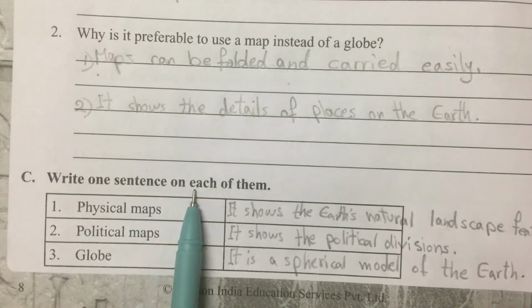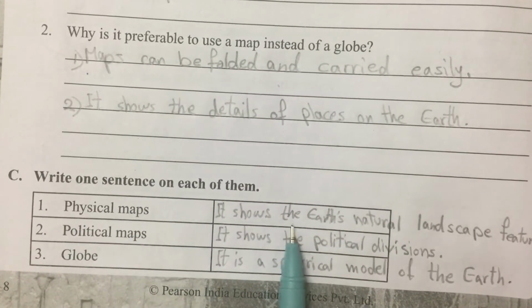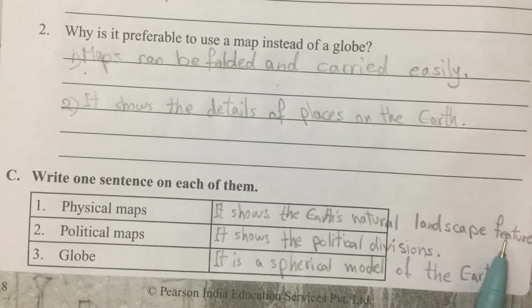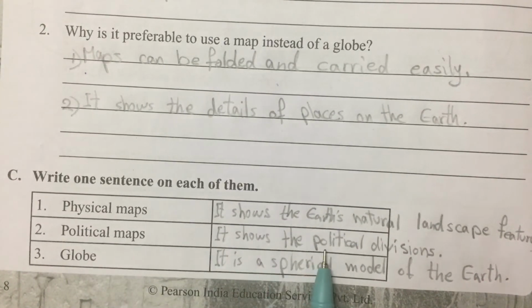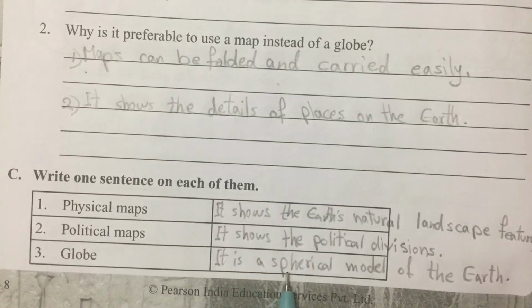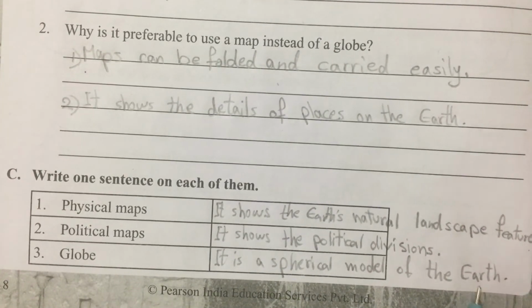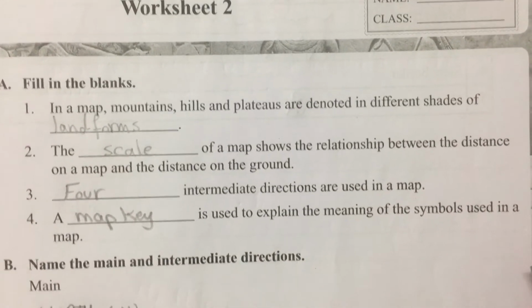Write one sentence on each of them. Physical maps. It shows the earth's natural landscape features. Number 2, political maps. It shows the political divisions. Number 3, globe. It is a spherical model of the earth. The next page, worksheet number 2, fill in the blanks.